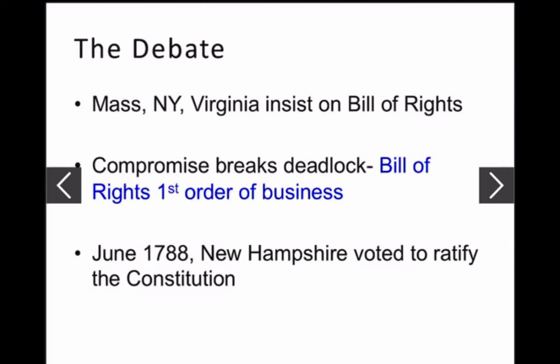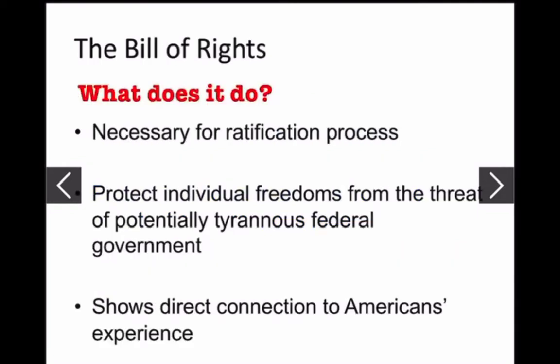And so eventually what happens here is that they agree to pass the U.S. Constitution, ratify it, and we promise to deal with that Bill of Rights. It'll be the first order of business. And that's essentially what happens here. In June 1788, New Hampshire is going to vote to ratify the Constitution, making it the 9th state to do so. And so they don't need to wait for the other 4 states to go ahead and approve it. The U.S. Constitution is going to be the law of the land. And now they have to hammer out the other details, right, in the Bill of Rights.